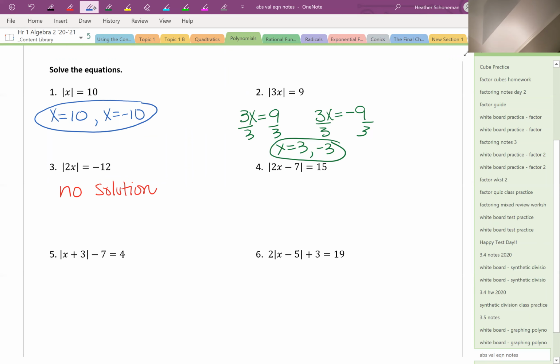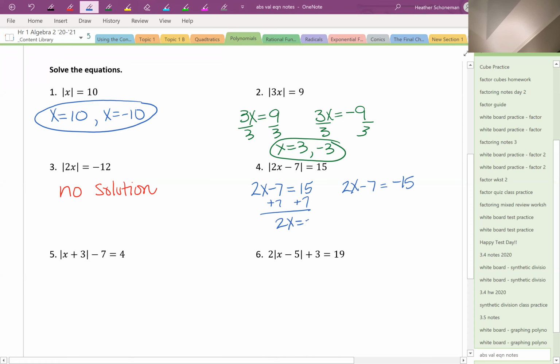All right, let's try number 4. So number 4, we've got just the absolute value on the left, and then we've got a positive number on the right. So now we can rewrite it as our two equations. So we can say 2x minus 7 is 15 spaces to the right of 0, which is positive 15, or 2x minus 7 is 15 spaces to the left of 0, which would be negative 15. So over here, I'm going to add 7. So I get 2x is 22, so x is 11. Over here, I'm going to add 7. So I get 2x equals negative 8. So x is negative 4.